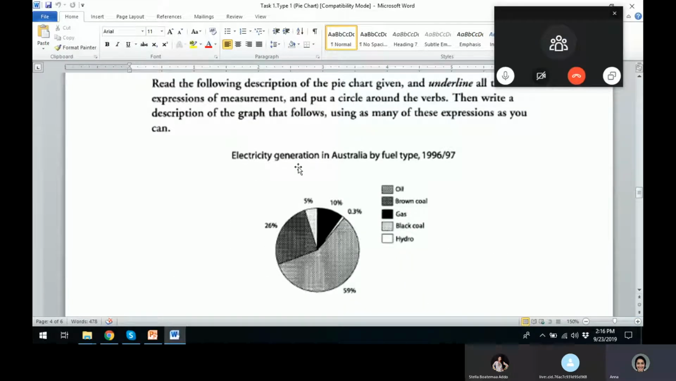And when you say electricity generation, how else can we paraphrase that? So we can say later on the pie chart show. We cannot say the pie chart show electricity generation. We can, but you're not gonna get a good score doing that. Production of electricity. Okay. The pie charts show the production of electricity in Australia by fuel type.